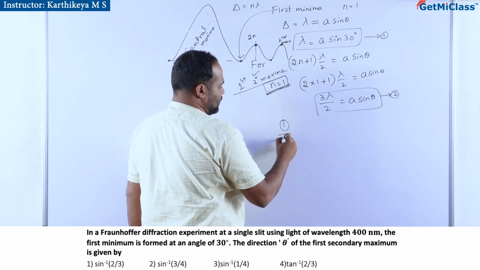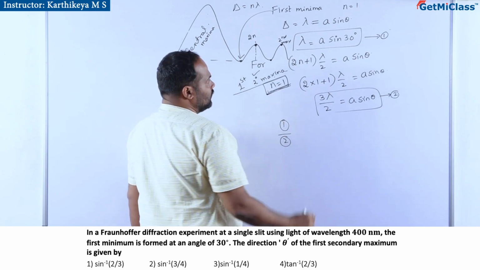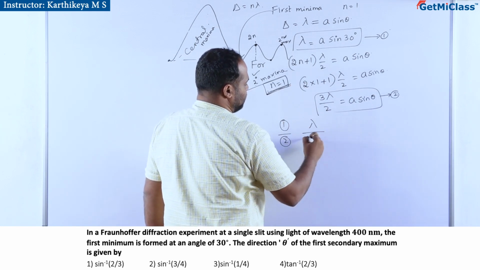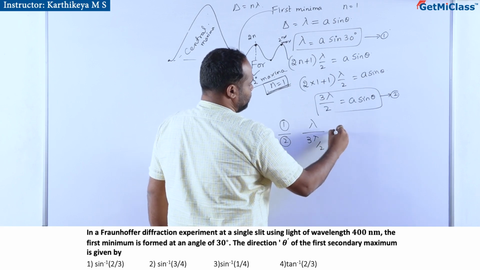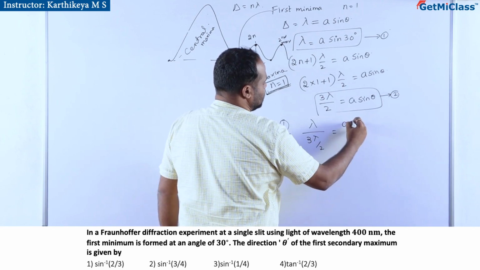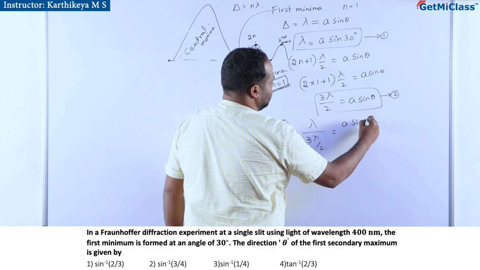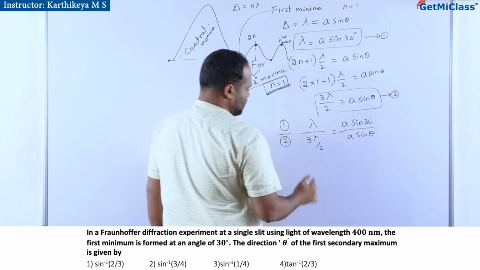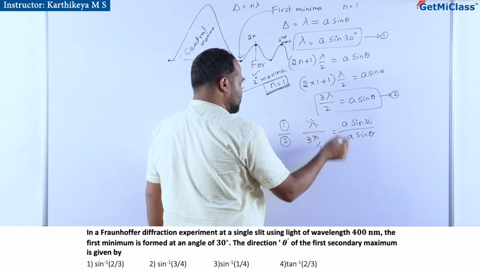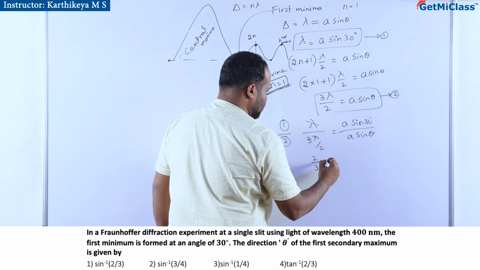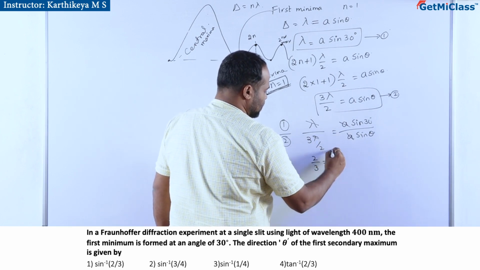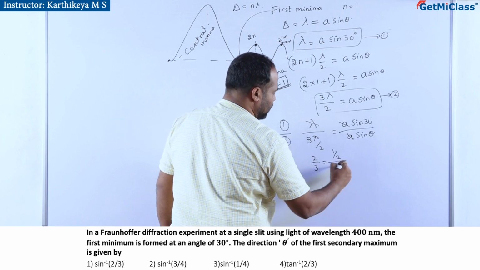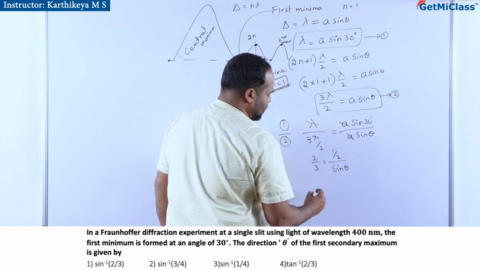You divide expression 1 by 2. What happens on the LHS? It is lambda by 3 lambda by 2. And on the RHS it is a sin 30 by a sin theta. So lambda cancels, this becomes 2 by 3. A cancels. This is sin 30, which is half, divided by sin theta.